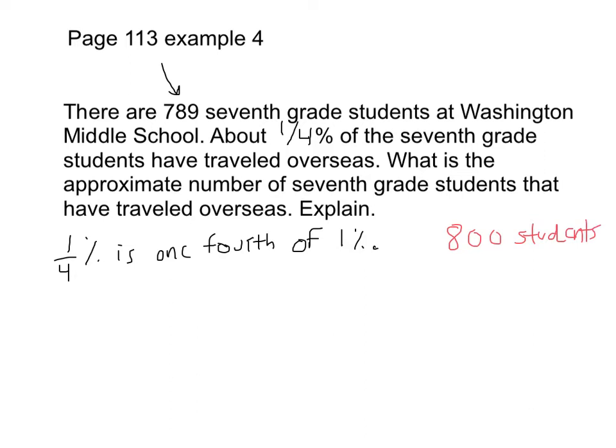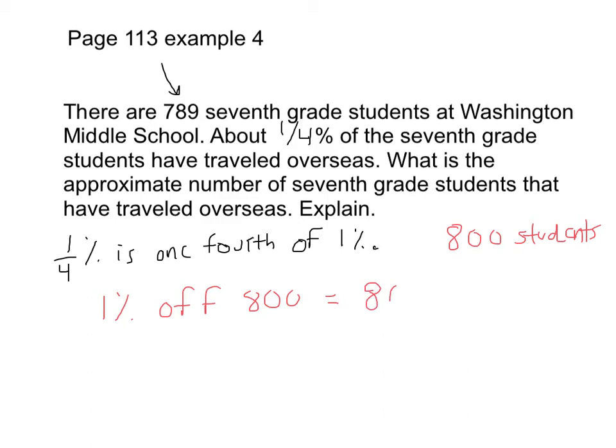So we know 1/4% is 1/4 of 1%. So first, let's make this easy because we're estimating. What is 1% of 800? And from there, we're going to divide that by 4, right? To find 1/4%. First of all, what is 1% of 800? You can do that out.